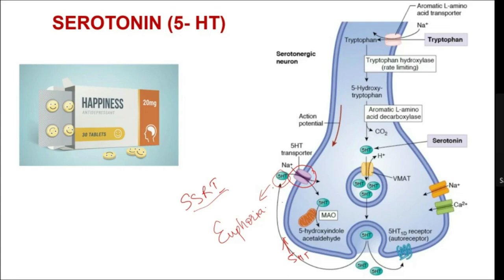What do they do? They compete with 5-hydroxytryptamine for the reuptake. So they don't allow it to go in; rather, they themselves will sit here. And so what will happen to the concentration? It will get raised in the cleft. Hence, there will be a state of euphoria.